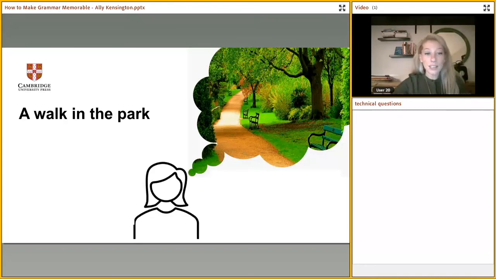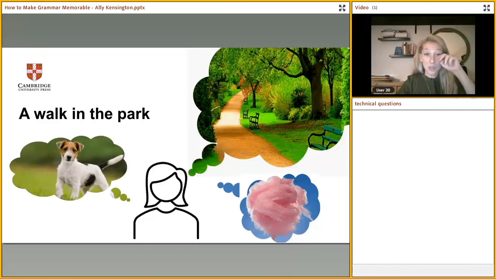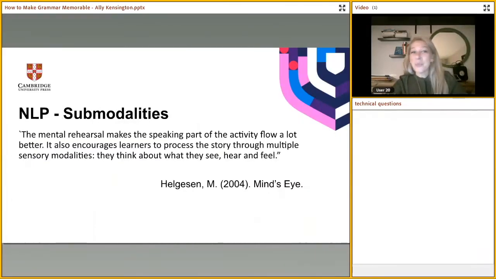When I was doing this activity, I was going to show you the cotton candy, but with the barking, I have this Jack Russell Terrier in my mind. Okay, NLP submodalities. And you can do it in distance learning. You can record your voice and send it to your students. Now you're going to say, Ellie, why did we write these things down? Okay, I'm just going to say, do this activity. You're going to have the script. I think you are.